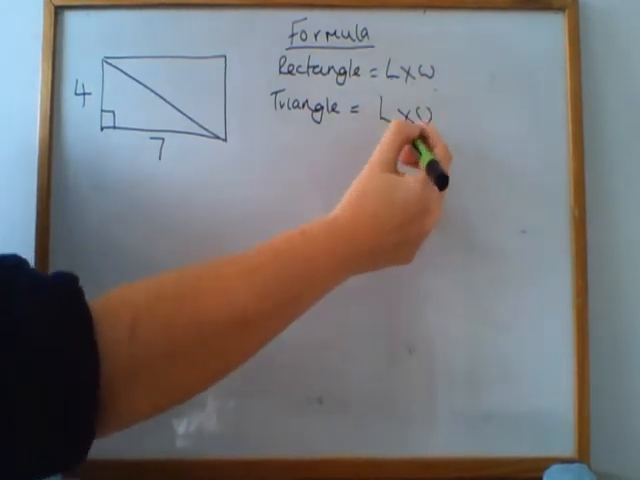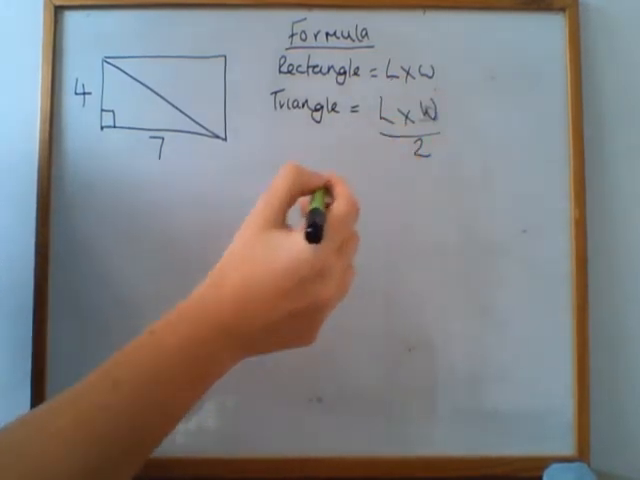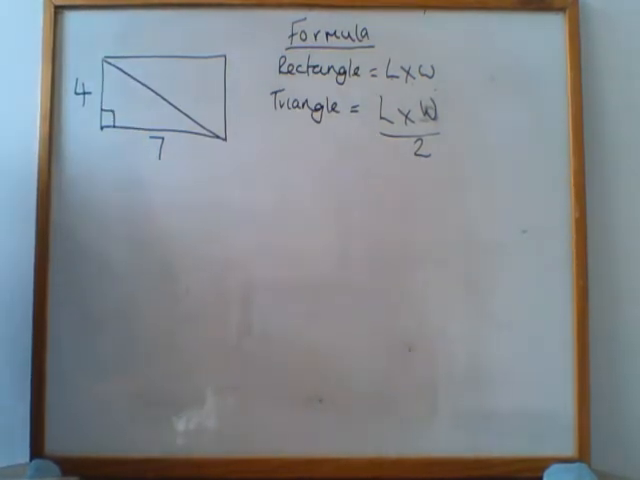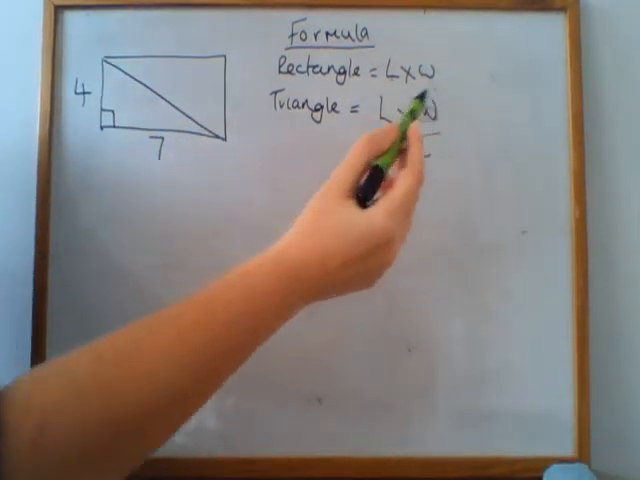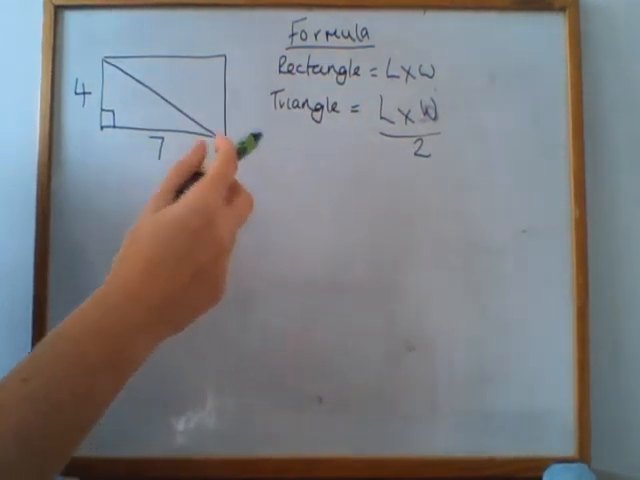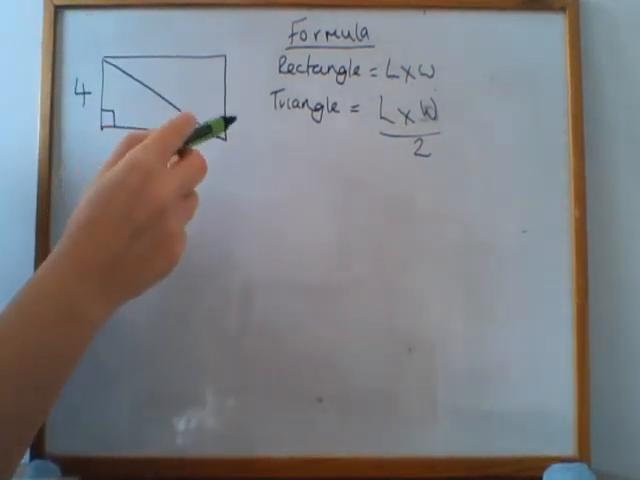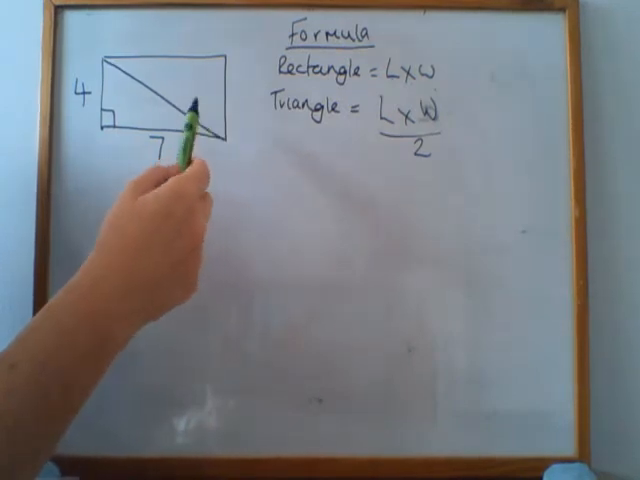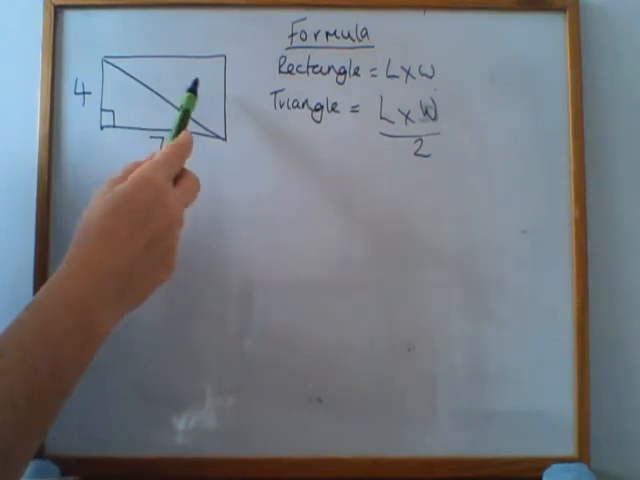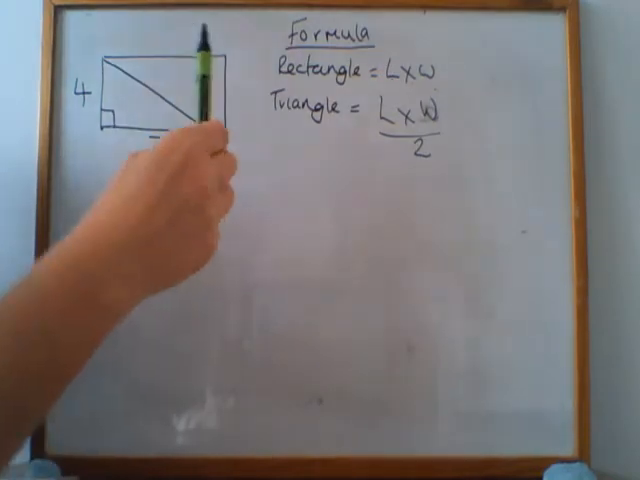So that is, let me write that again, length times width divided by 2. That would be an acceptable formula for now, but we will have a look how this may have to change when we look at different triangles in a moment. But for this particular example, length times width divided by 2 would be an acceptable formula, because all we're doing is understanding that the triangle is half the area of the rectangle. So we're using our rectangle formula and we're dividing it by 2.